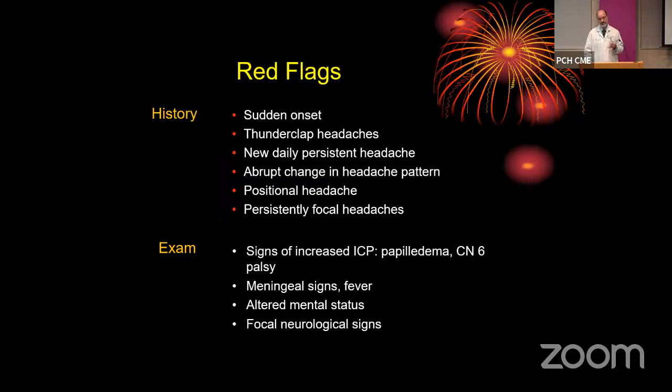Thunderclap headaches, which are headaches which by definition reach maximum intensity within 1 minute, are an absolute indication for further workup. So that is definitely something that requires workup. Same thing with new daily persistent headaches. That is an absolute requirement for workup for secondary causes. A new daily persistent headache is defined as a headache that is unremitting since onset. Patients can often tell you the exact day that the headache started, and it has not stopped since it started. There hasn't been a single moment that they haven't had a headache.